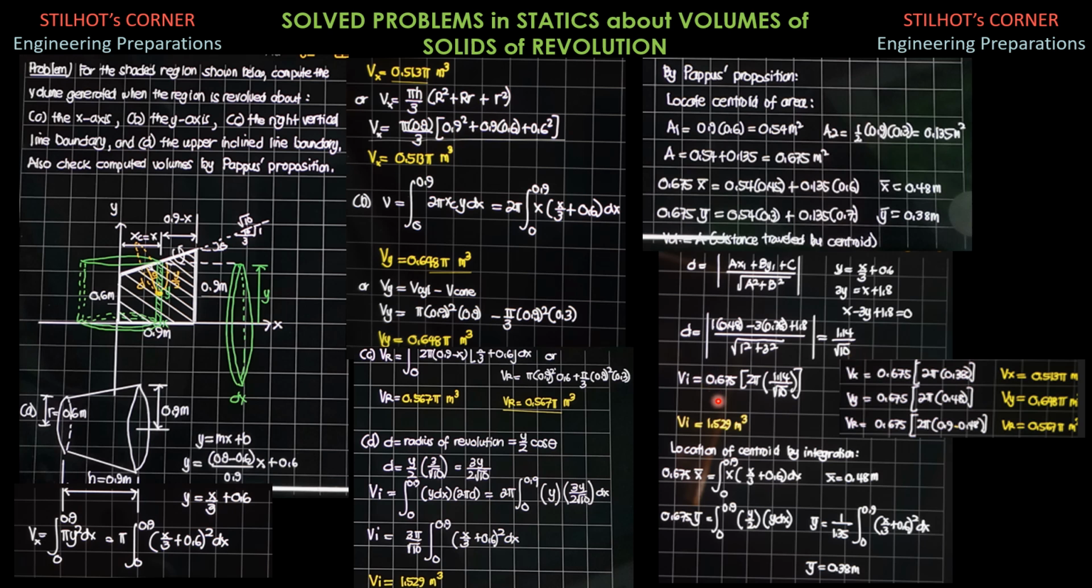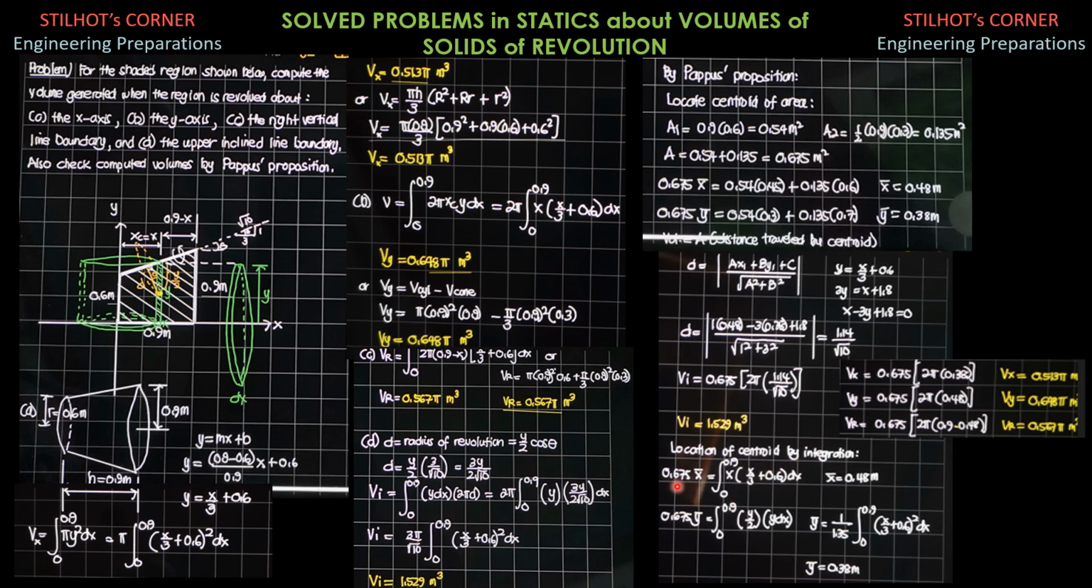So V therefore is area, then distance traveled by the centroid, 2 pi, quantity 1.14 over square root of 10. So volume is 1.529 cubic meter. Then this is the solution by location of centroid by integration.